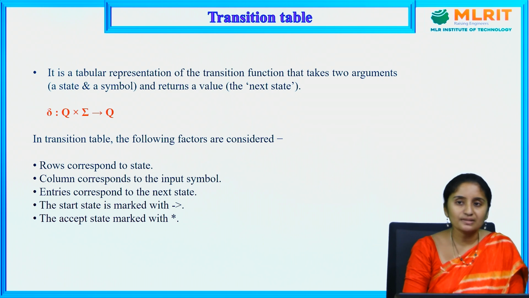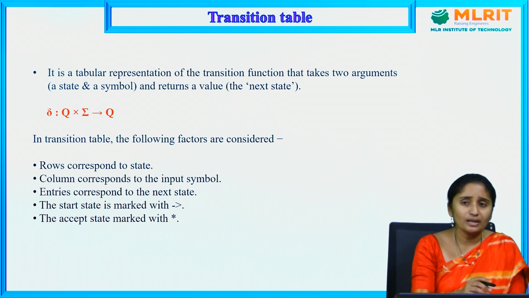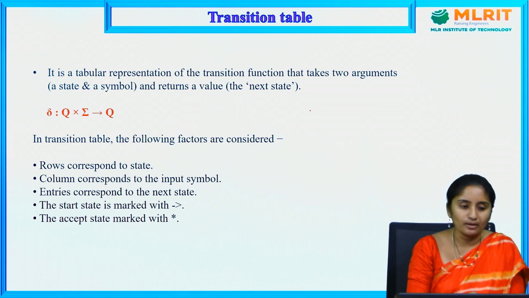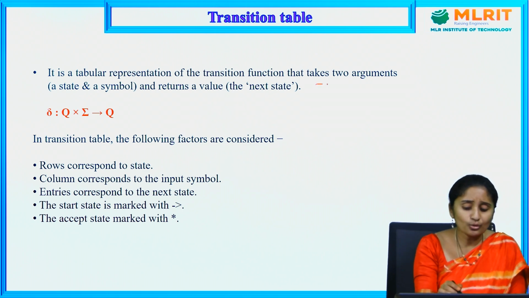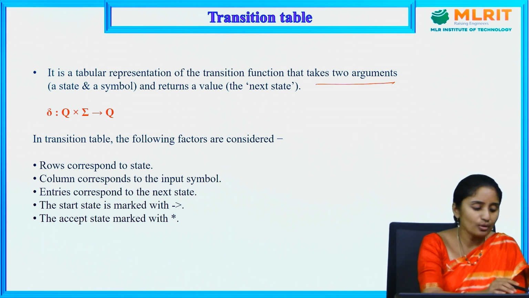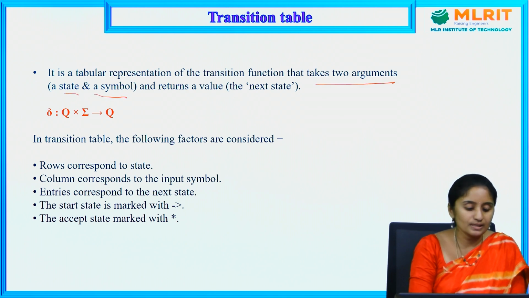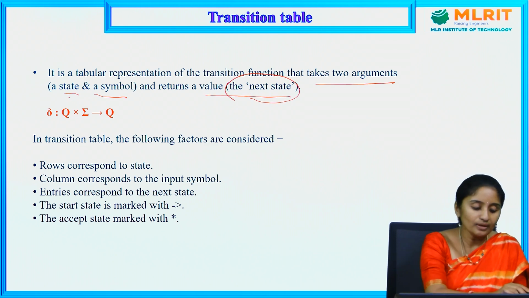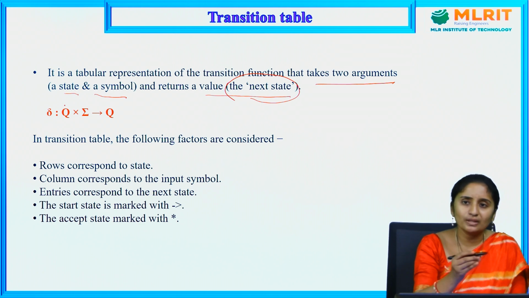Next we have the transition table. The name itself tells that it is a tabular representation. We are representing it in the form of a table. The table takes 2 arguments: one is pointing to state and the other one is pointing to symbol. And it is going to return a value, which is nothing but the next state. If I point one state with one symbol, either it can stay in the same state or it can move to the next state.